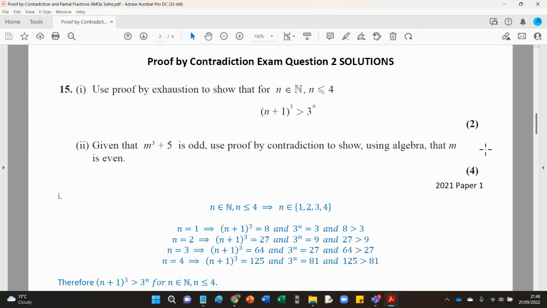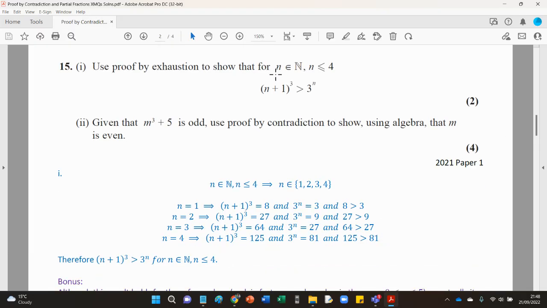For the next proof, we start with a proof by exhaustion. And there's only 2 marks for this. And one of the marks is literally for going through the natural numbers, the positive integers, which are no greater than 4. In other words, the values 1, 2, 3, and 4, and testing to see if the claim that's been made really is true for each of those.